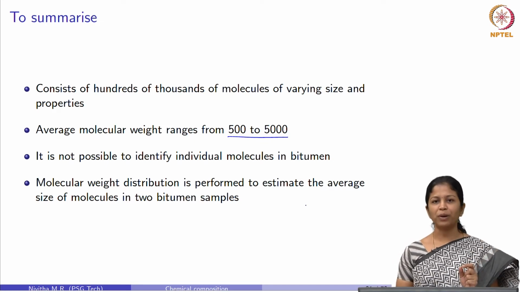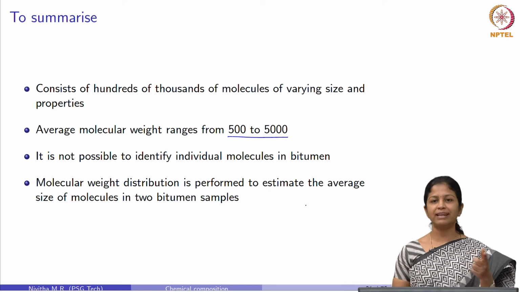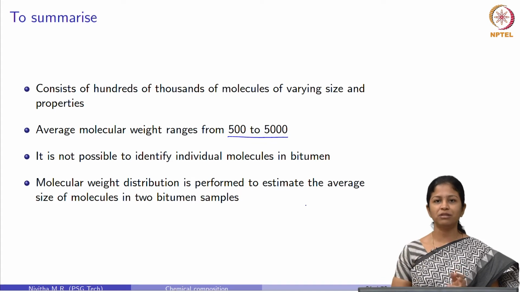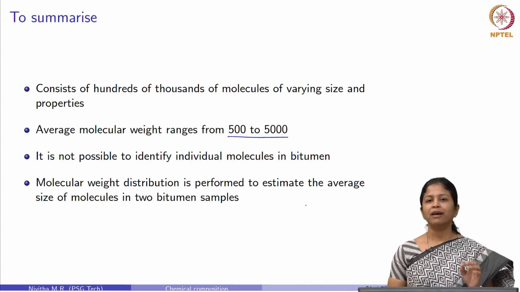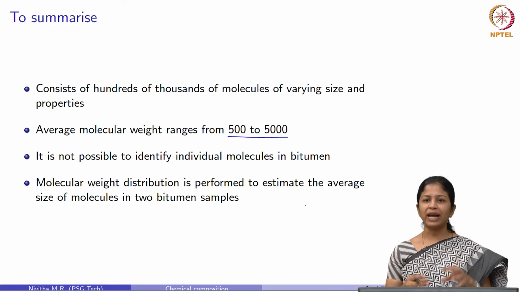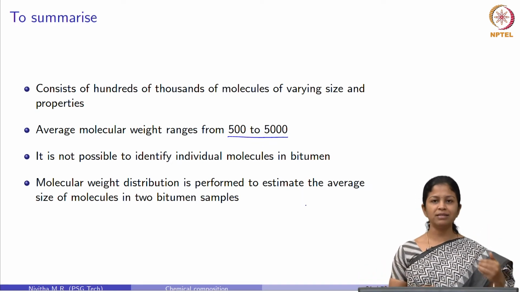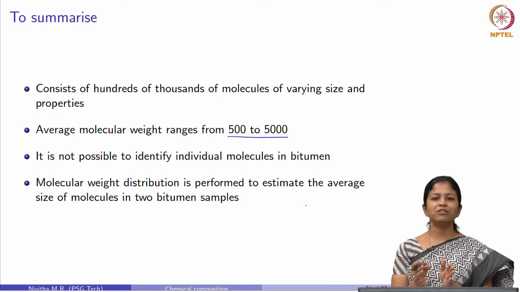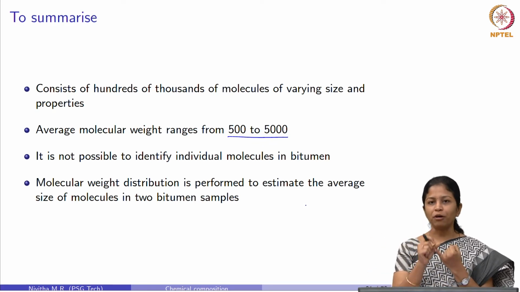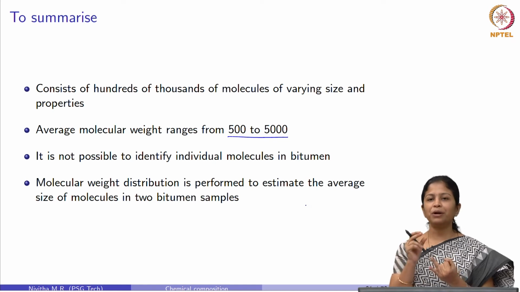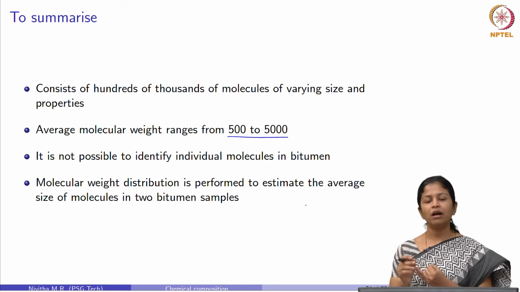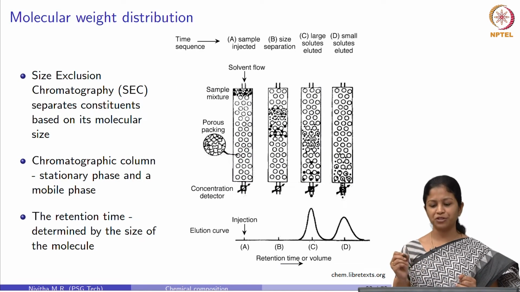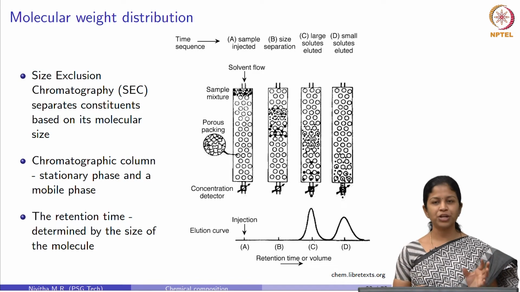It is not possible to identify individual molecules in bitumen. Like I said earlier, we can measure it, but it is practically not possible to identify the molecules in bitumen. So what we do is a molecular weight distribution. We identify how many molecules are of a particular size, how many molecules are of another size. So we define the molecules based on their molecular weight. It is not possible to propose a structure for these molecules, but we can identify and separate them based on their molecular weight. To find out the molecular weight distribution of bitumen, we use size exclusion chromatography.